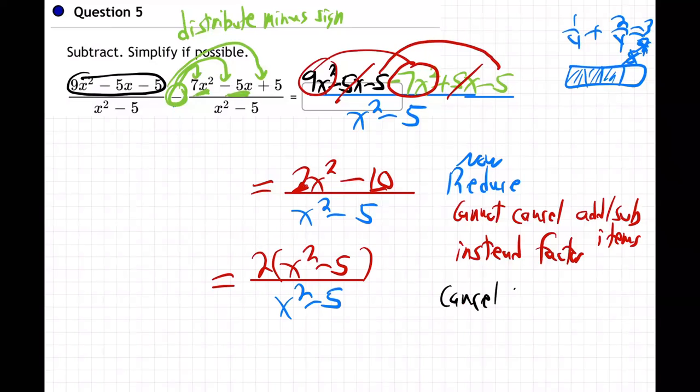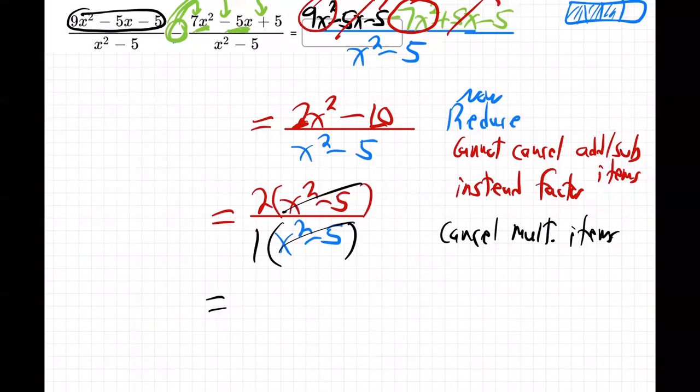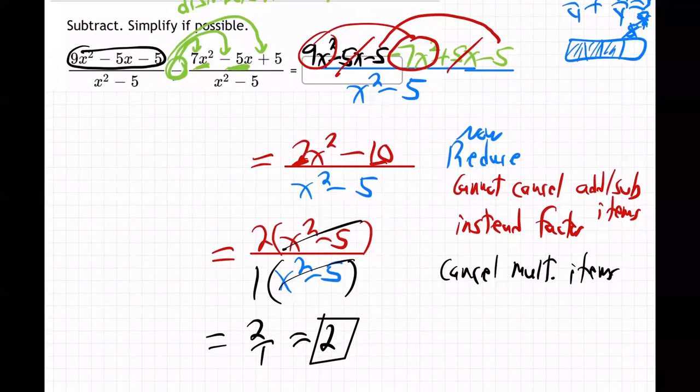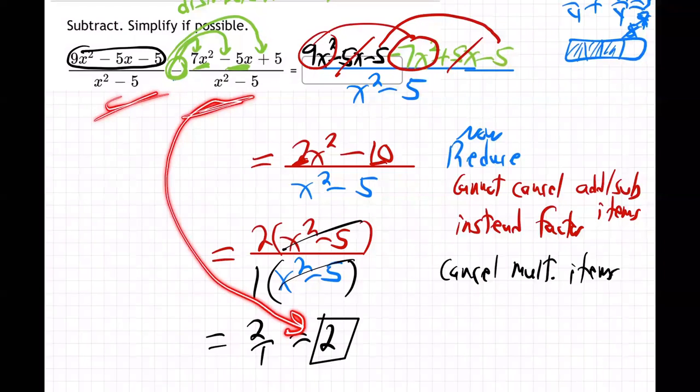Cancel multiplied items. So now you might think, well, this bottom is still subtracted. Well, it's really multiplied. Let's back it up here. It's really multiplied by 1 if you want. So these guys cancel. They're multiplied items. And so that ends up with 2/1, and that's just 2, right? So our final answer to this problem is just 2. Boy, this big old original with these big old fractions, it all reduced down to just 2.